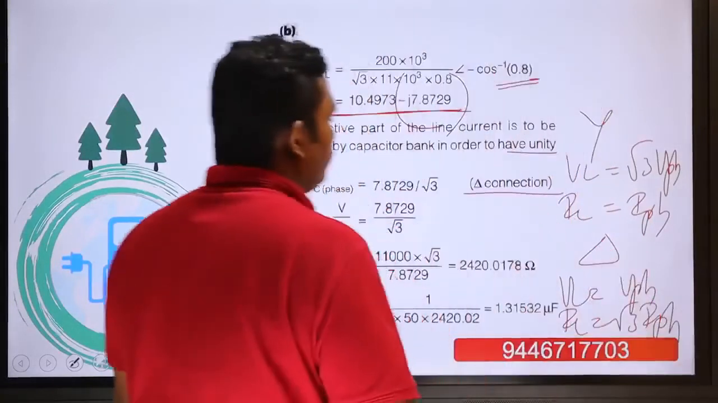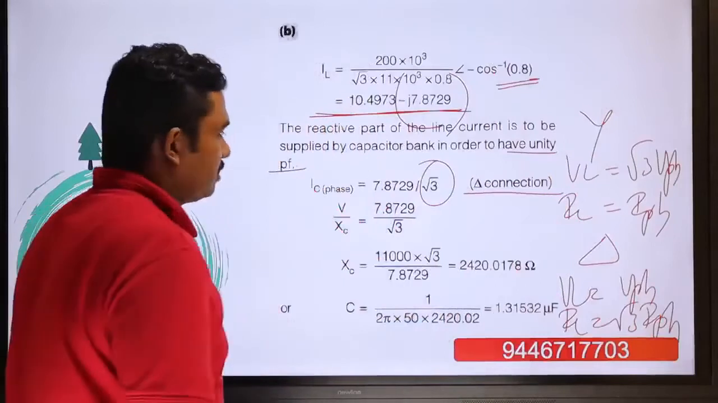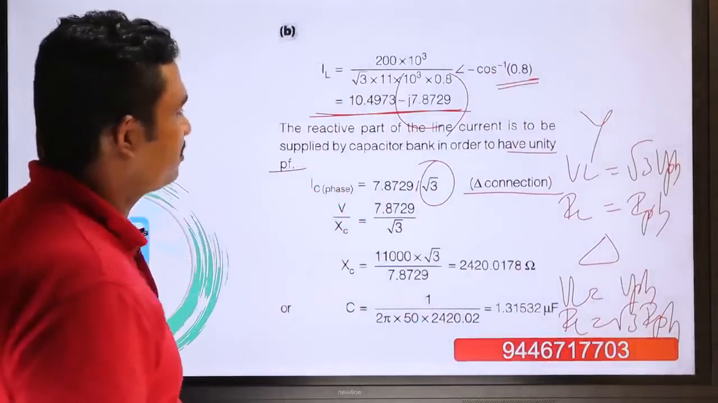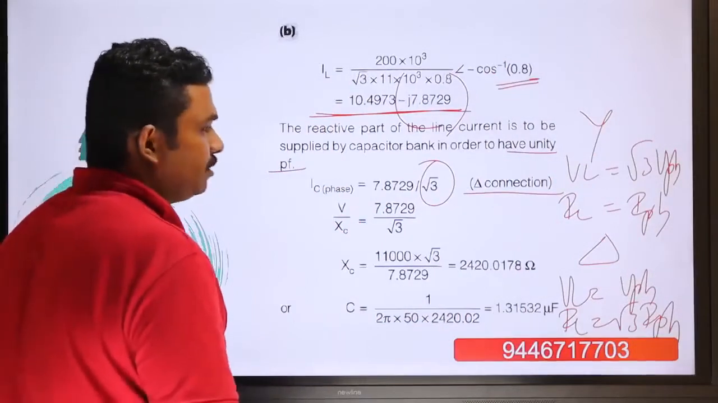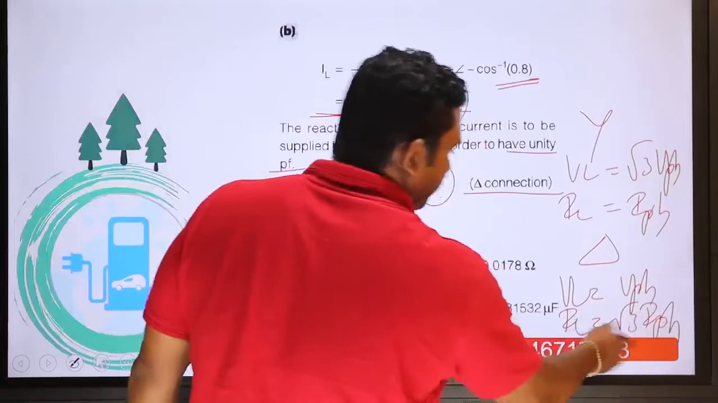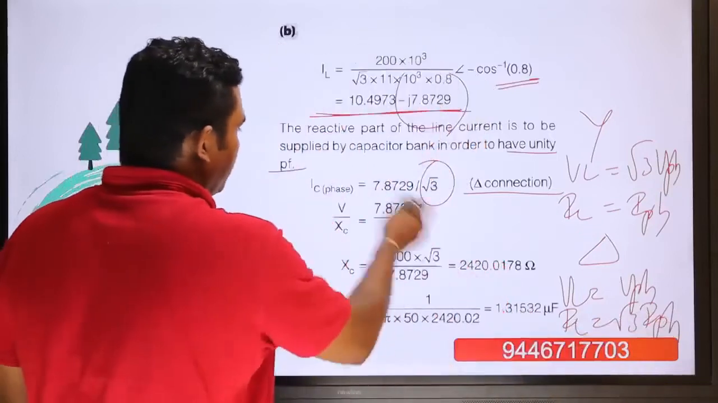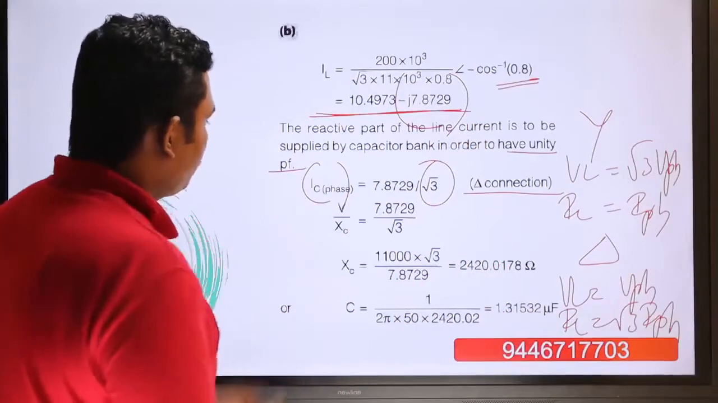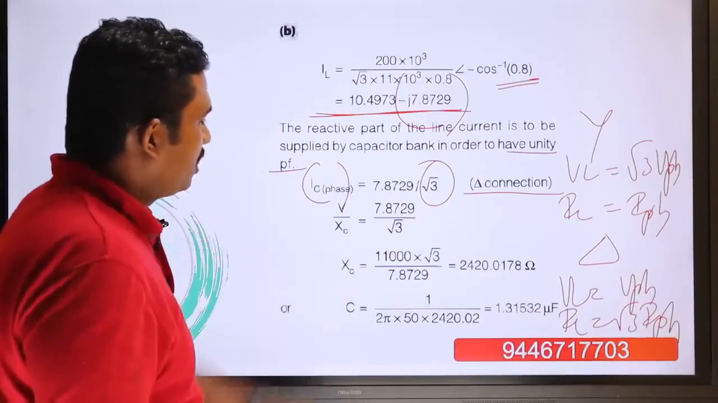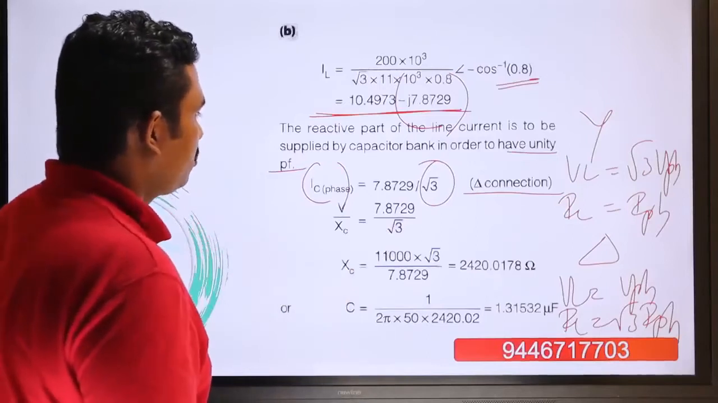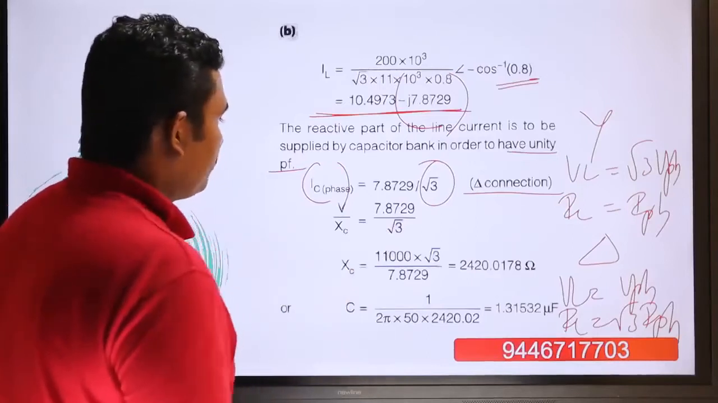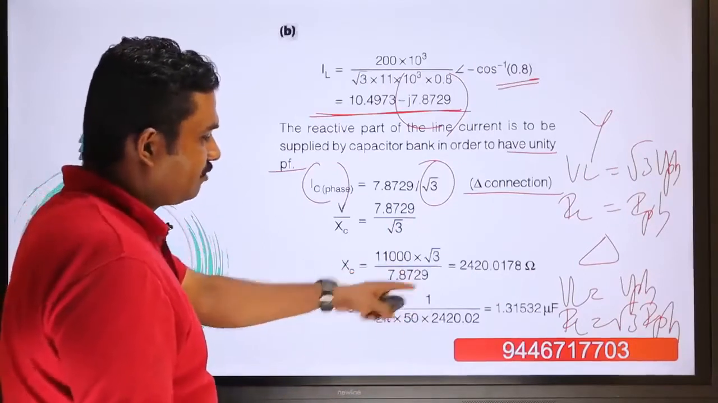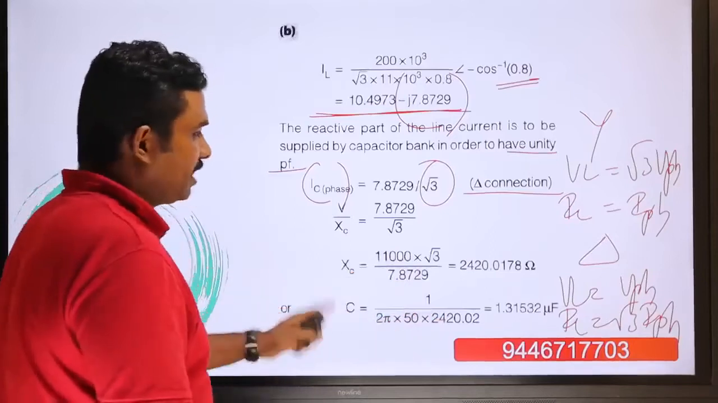So for the current value, you will have a root 3 factor. Here we are calculating the current value, and then we will have a root 3 factor. So the phase value is equal to the line value divided by root 3. And what is IC? IC is equal to V divided by XC, and from that XC is equal to V into 7.8729 divided by root 3. So from this we will obtain the value of XC, and when you substitute XC into 1 divided by 2 pi of XC, you will get the value of C.